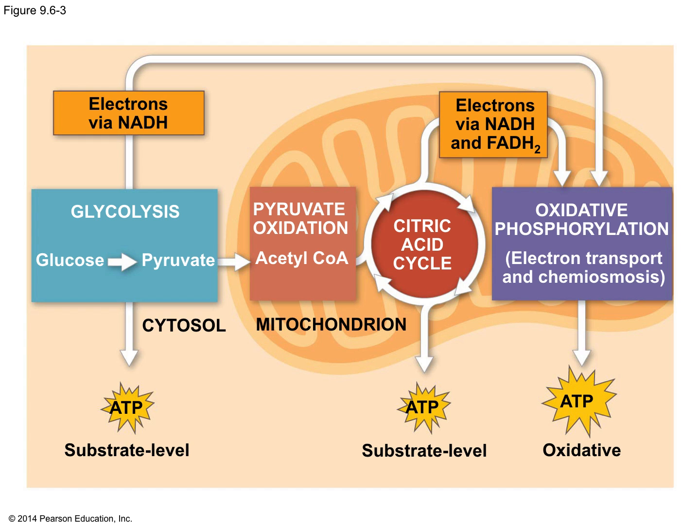Once pyruvate has been formed, pyruvate can enter the mitochondria and enter the pyruvate oxidation steps, and then the products of pyruvate oxidation can enter the citric acid cycle, and finally the products of the citric acid cycle can enter oxidative phosphorylation, which consists of the electron transport chain and chemiosmosis.